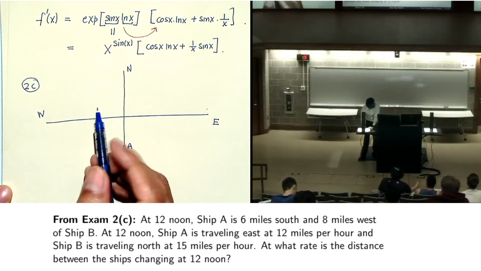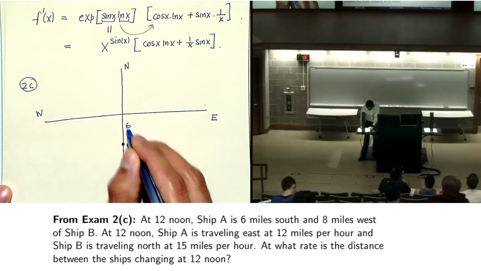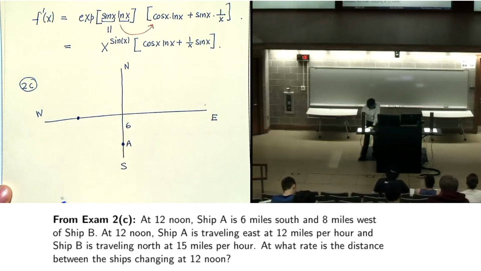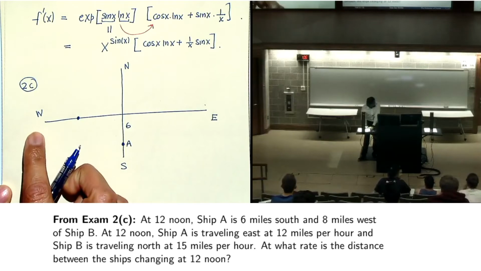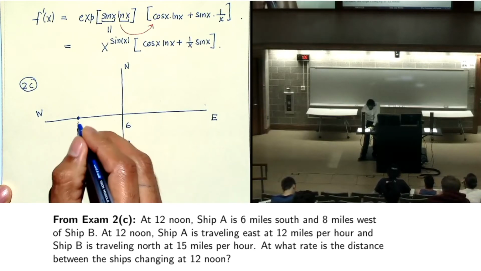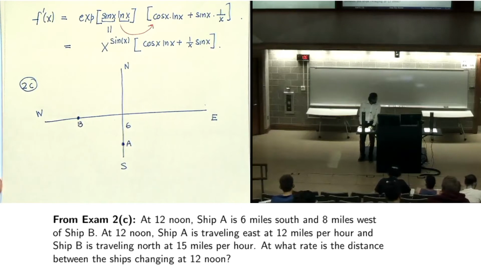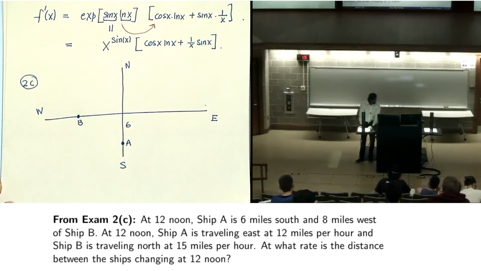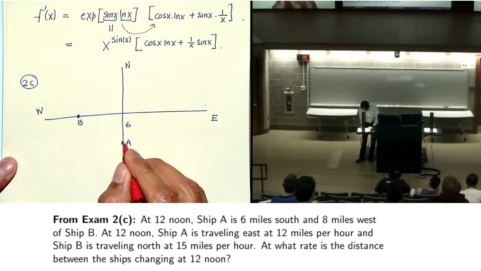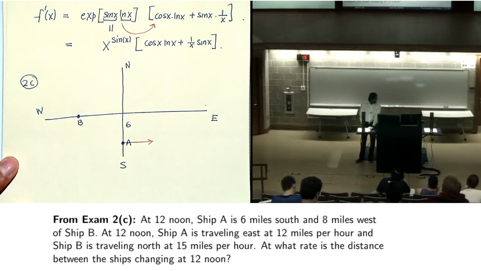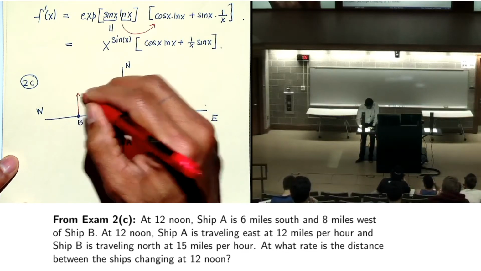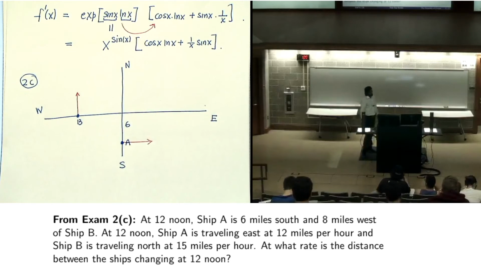I was struggling. Okay, 6 miles here, and then 8 miles here, and west, yes, 8 miles here at noon. So this is the location of ship B. What we want to do is, ship A is traveling east, so it's traveling in this direction, and ship B is traveling north, in this direction. At what rate is the distance between the ships changing at noon?